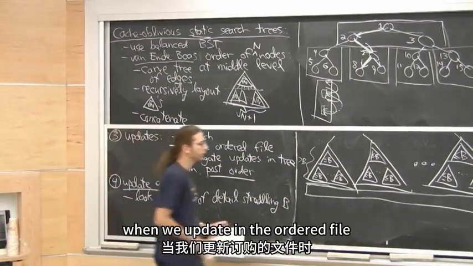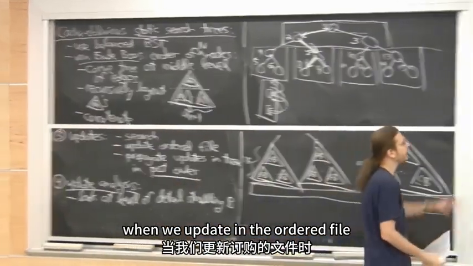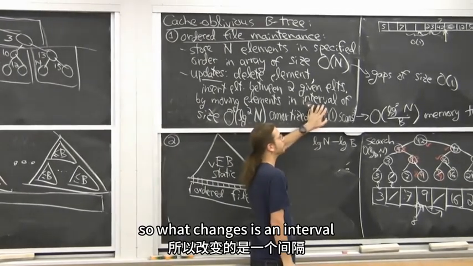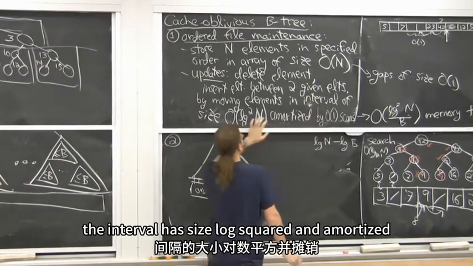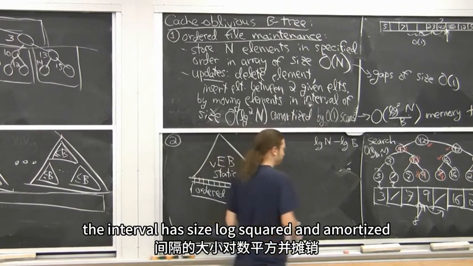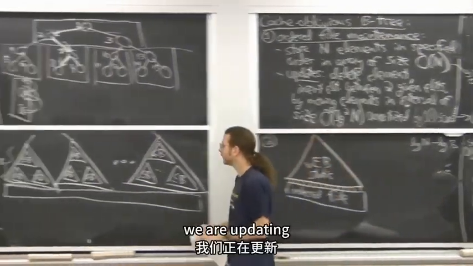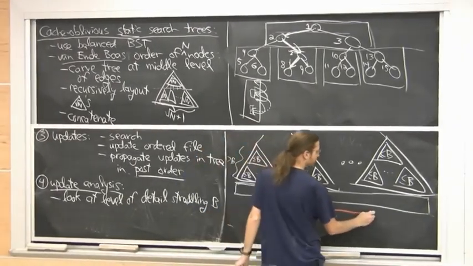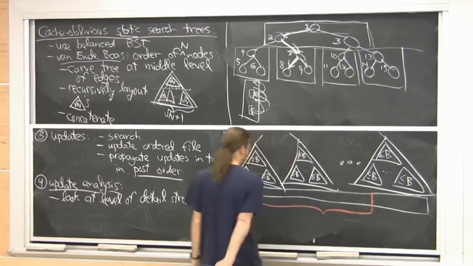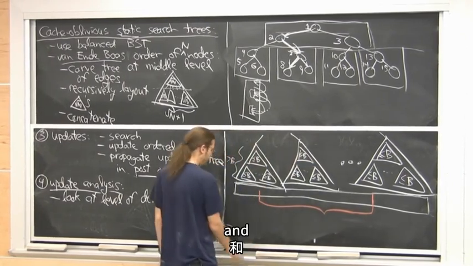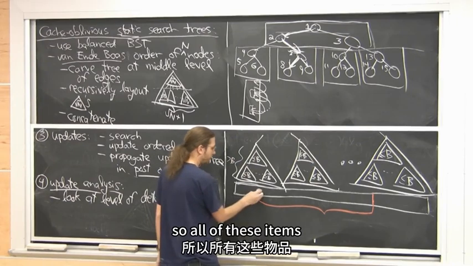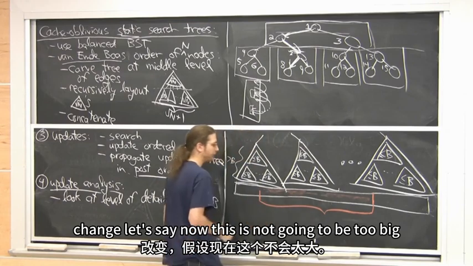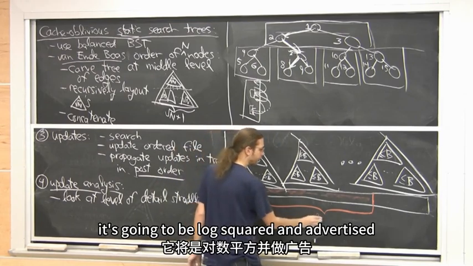Now, when we update in the ordered file, we have this theorem. It says you move elements in an interval. So what changes is an interval. The interval has size log squared n amortized. So we're updating some interval here, maybe something like this. And so all of these items change. Now this is not going to be too big. It's going to be log squared n amortized.